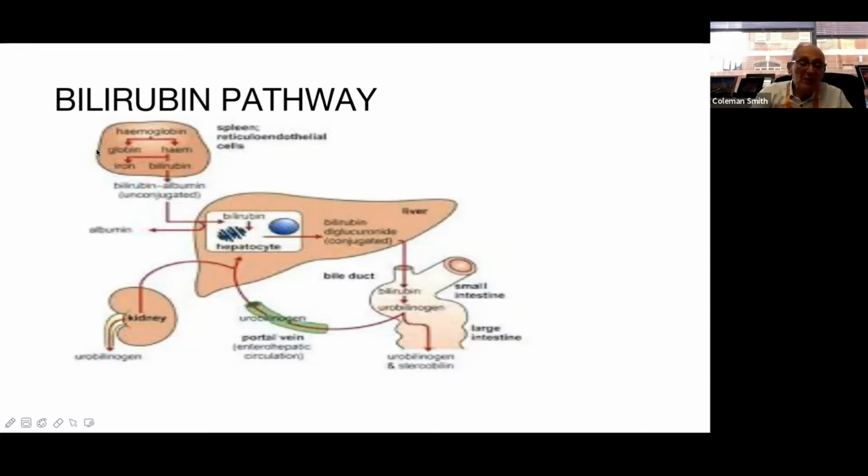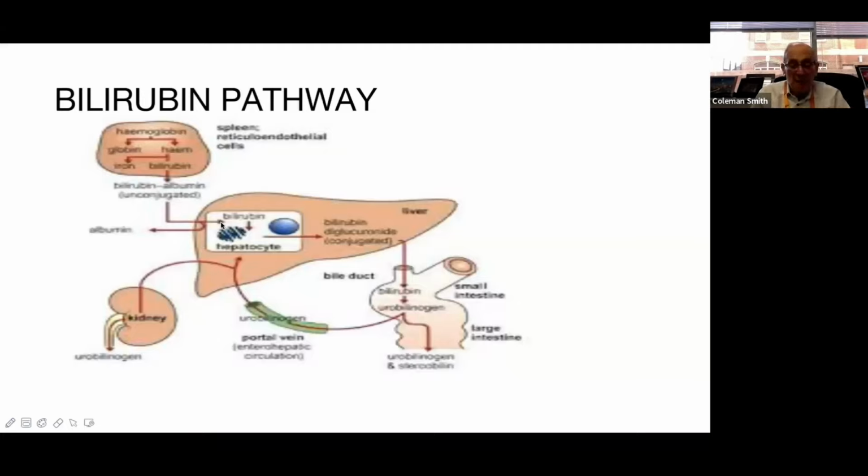If you have hemolysis, there's an increased load of bilirubin, so you may have an increase in bilirubin. But in a normal situation, the bilirubin uptake mechanism in the liver is so efficient that in people with hemolysis, the bilirubin level never gets very high.